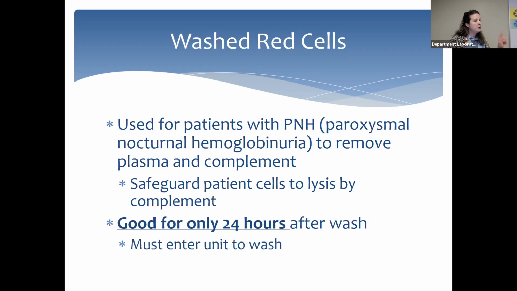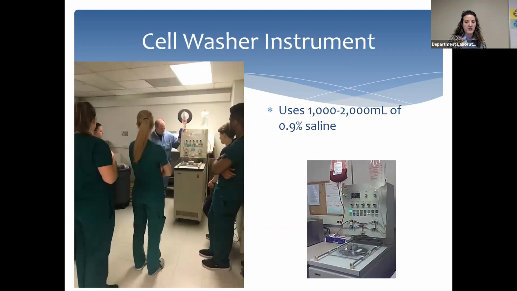All right, after you wash, that changes your expiration time to 24 hours, okay? Because you have to enter that unit in order to wash the cells. And just to give you an idea, I wanted you guys to see what a cell washer looks like. This one right here is actually a cell washer from UAMS Blood Bank. All right, so this is what they look like. Notice there's a lot of dials, a lot of buttons, a lot of tubing. So notice here, this is our donor unit red cells that we were washing, all right?